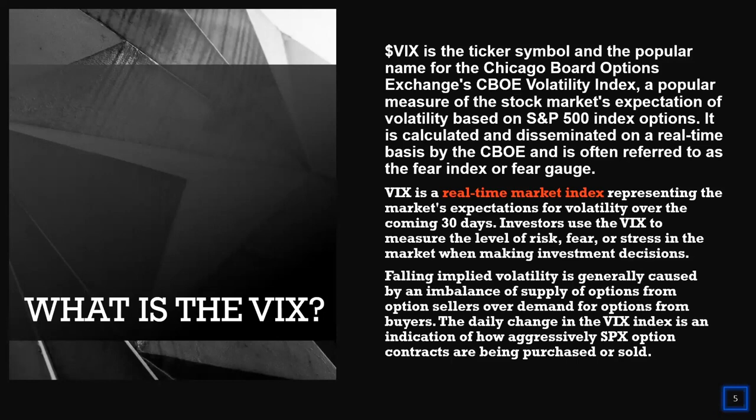The way it basically works is that if the volatility is falling, it generally causes an imbalance in the supply of options from sellers and the demand for options from buyers. This daily change in the VIX is an indication of how aggressively the SPX options complex contracts are being purchased or sold.